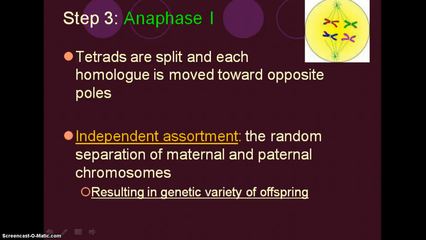This is where another interesting thing that allows for variety happens. Independent assortment is basically when it's a random separation of those chromosomes. And when it's a random separation, you get variations in your offspring. So not everyone is going to look alike, because it doesn't mean that all of these same chromosomes always get set together in a cell. Instead, you're going to get a variety of the chromosomes going to each cell, and it's going to change up how the offspring look.